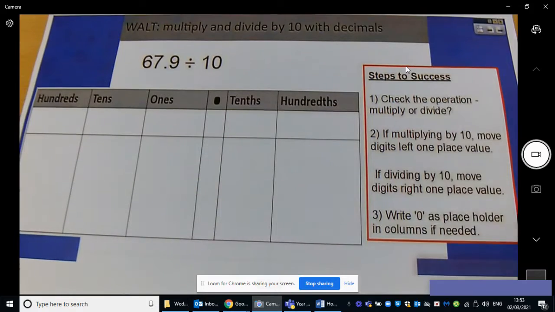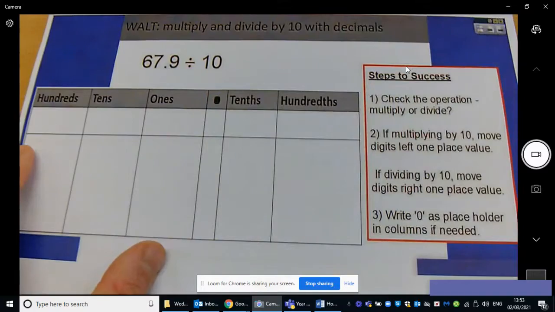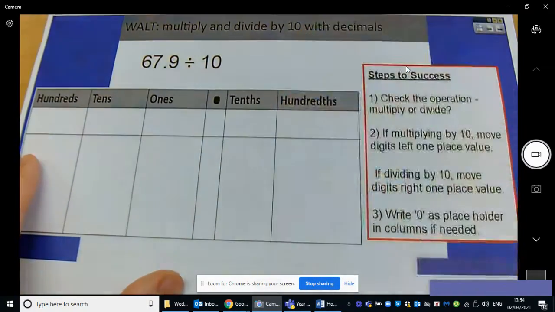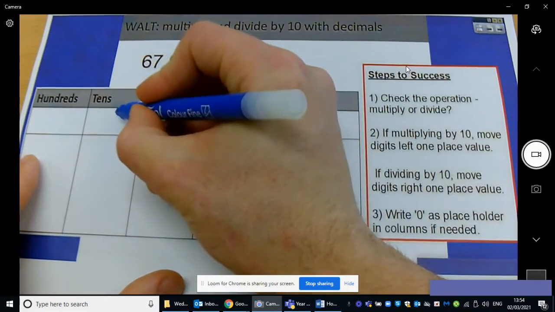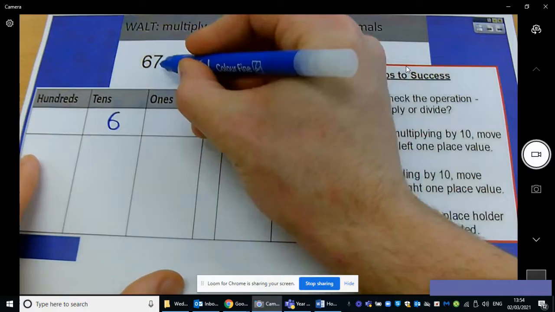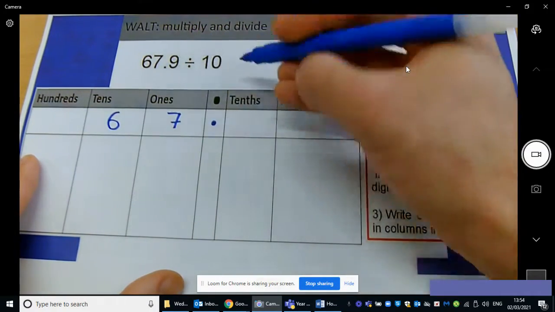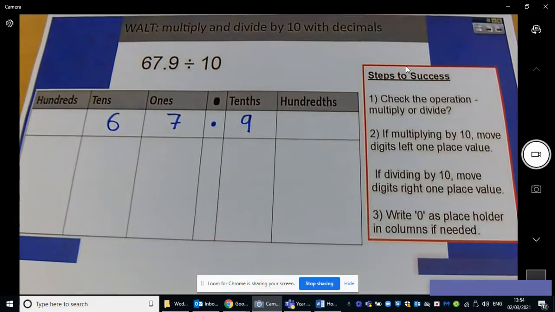those counters are really helpful when we're working that out, but what happens if you do not have any of those counters? So, what we're going to do is we're going to write this number in our place value chart. So we've got 67.9 divided by 10. Again, there aren't any hundreds, but there are 6 tens, 7 ones, decimal point, 9 tenths, but there aren't any hundreds.